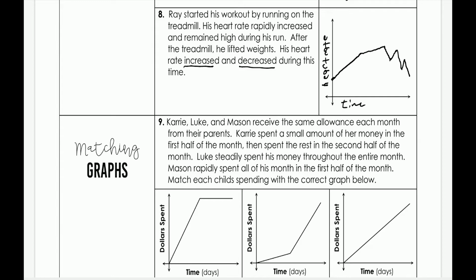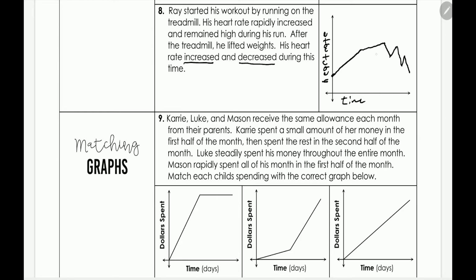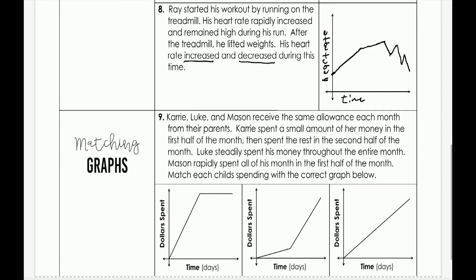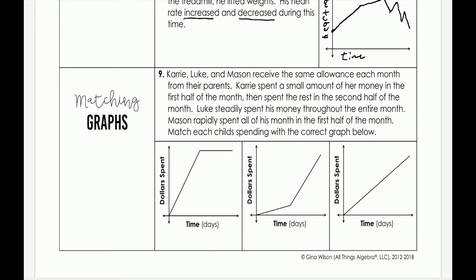We have that the heart rate increased rapidly while he was running on the treadmill. He started to cool down once he started lifting weights, but he had a burst of energy where he went hard on a couple of rounds and his heart rate went back up and then back down, respectively. Okay, so let's talk about number 9.